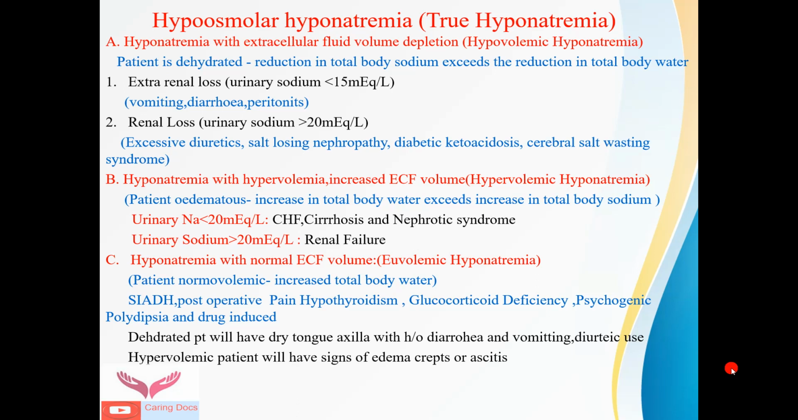How do we check the hydration status of the patient? We will see his tongue, axilla, and we will elicit the history of any diarrhea, vomiting. We will see his skin. These patients will give a history of diuretic use, and the hypervolemic patient will have signs of edema, crepitations in the lungs, or ascites.